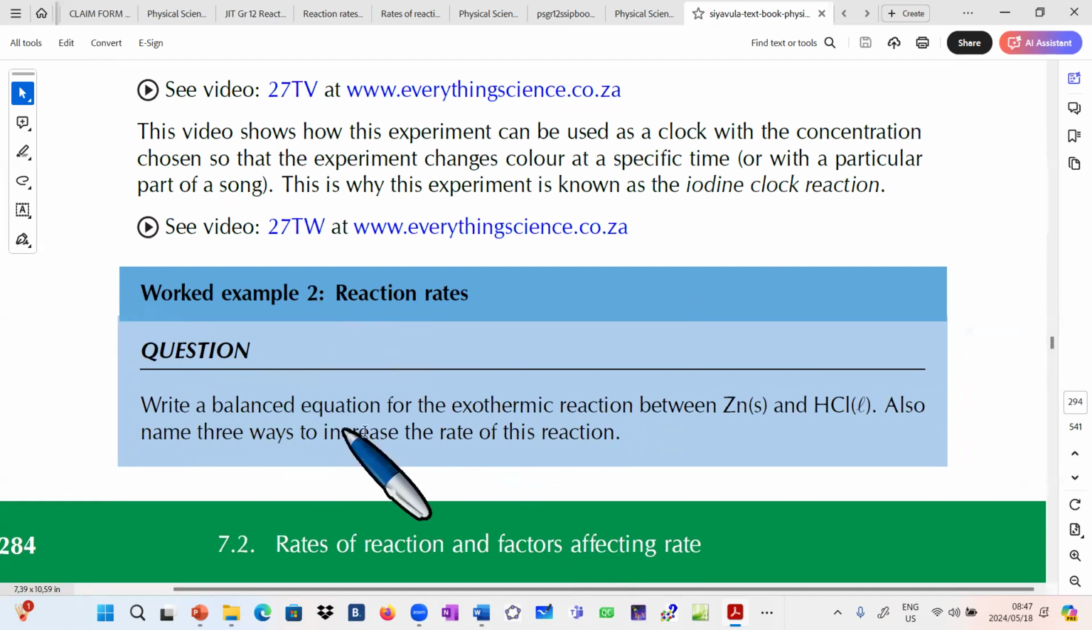Write a balanced equation for the exothermic reaction between zinc solid and HCl, hydrochloric acid as a liquid. Also name three ways to increase the rate of this reaction.